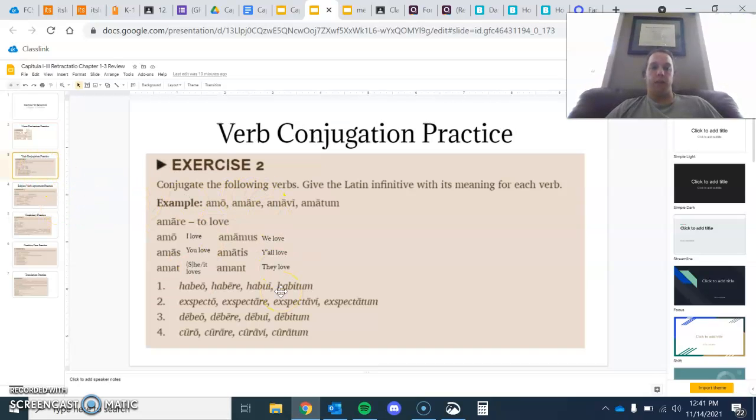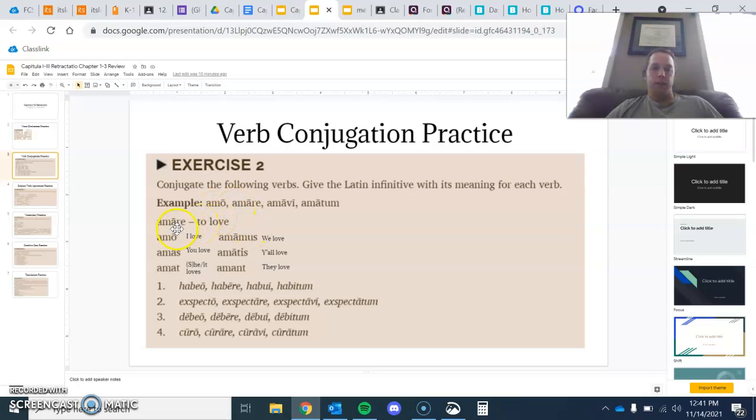Exercise 2 is the same thing, but with verbs. It says conjugate the verbs, give the Latin infinitive and the meaning for the verb. So the example here is the verb amo, amare, amavi, amatum. We're only worried about these first 2 parts: I love and to love.